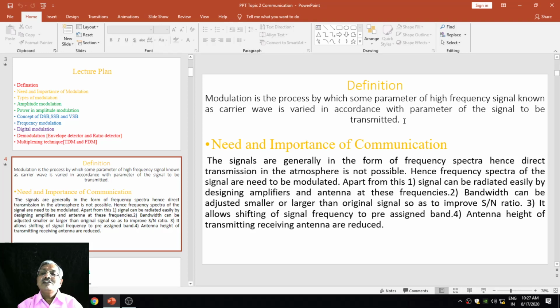travels either through the channel, through the cable, through the wire, or is fed to the transmitting antenna. Then the transmitting antenna converts this modulated radio frequency signal into electromagnetic radiation. It travels through space, which acts as a channel, and reaches the receiver. Students, I think the definition of modulation is clear to you. Once again I will repeat, modulation is the process by means of which some parameter of a high frequency signal, known as the carrier wave, is varied in accordance with the parameter of the signal to be transmitted.